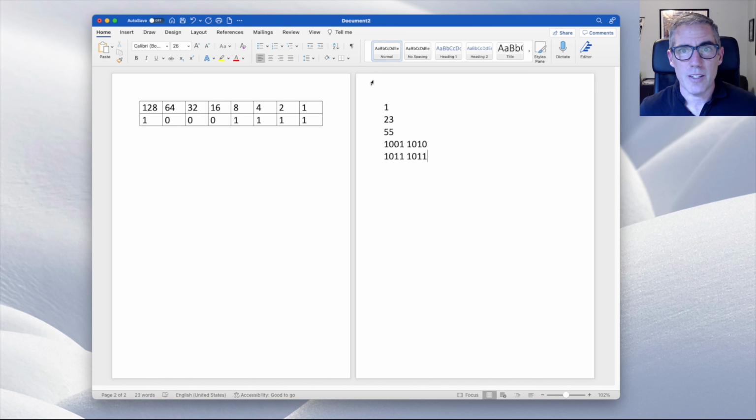You can just put down whatever numbers you want. Practice going back and forth. That is a critical skill to understand the next step of what we're doing with subnetting.